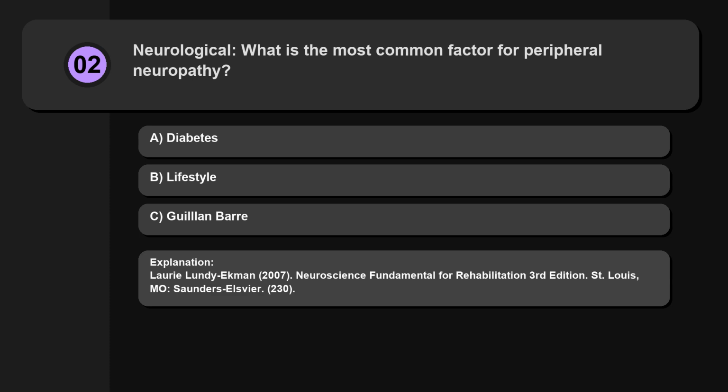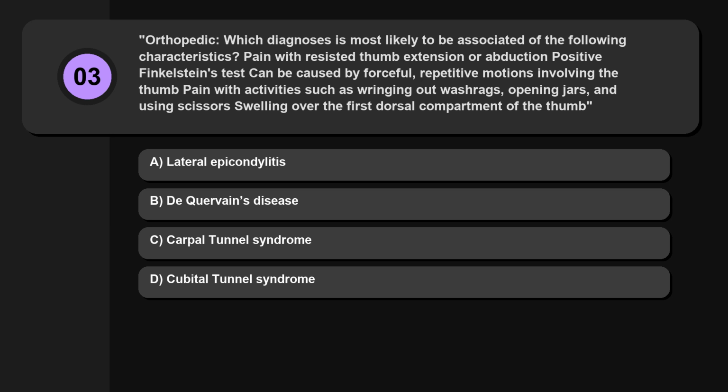Lori Lundy-Ekman, 2007. Neuroscience Fundamentals for Rehabilitation, 3rd edition. St. Louis, Missouri, Saunders Elsevier, 230. Question 3. Orthopedic. Which of the following diagnoses is most likely to be associated with these characteristics? Pain with resisted thumb extension or abduction.